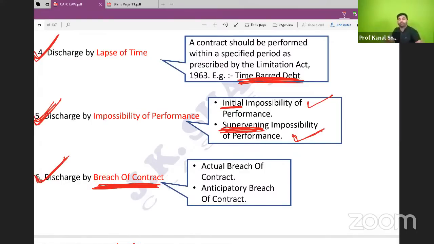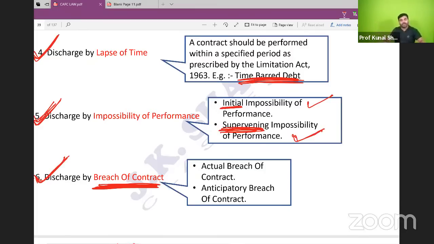When I say breach of contract, it means one of the parties has refused to perform the contract. Either he has refused to perform, or else the party has arranged a situation in such a way that it is not possible to perform the contract, because the situation has been arranged by that party. Then in any of the situations, it is a breach of contract.